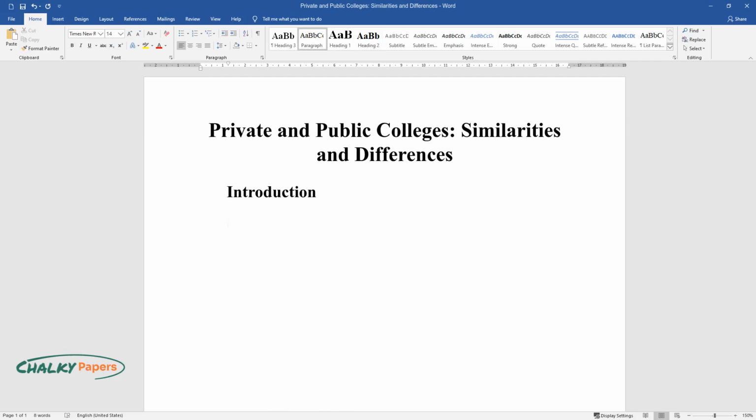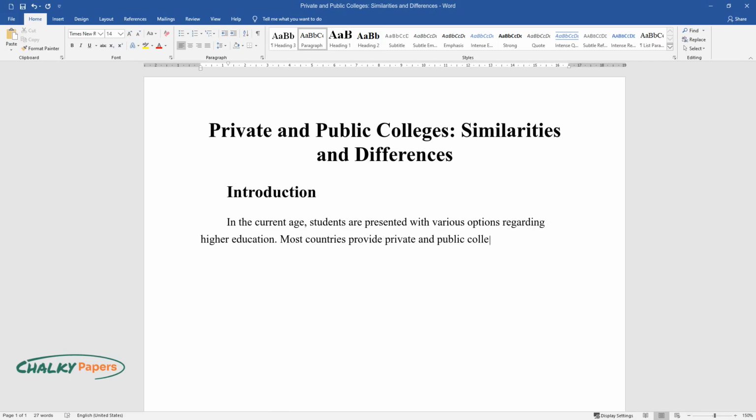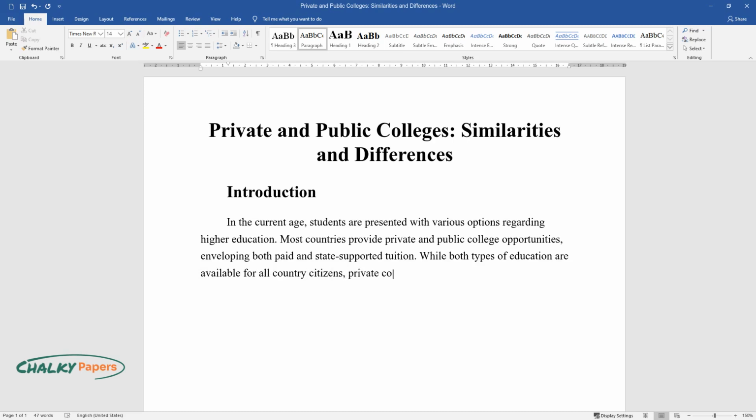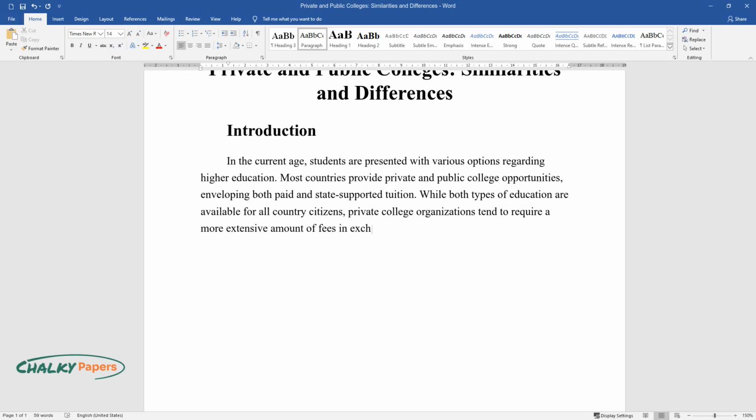Introduction. In the current age, students are presented with various options regarding higher education. Most countries provide private and public college opportunities, enveloping both paid and state-supported tuition. While both types of education are available for all country citizens, private college organizations tend to require a more extensive amount of fees in exchange for the services offered.